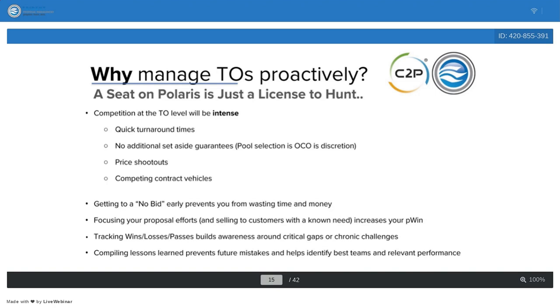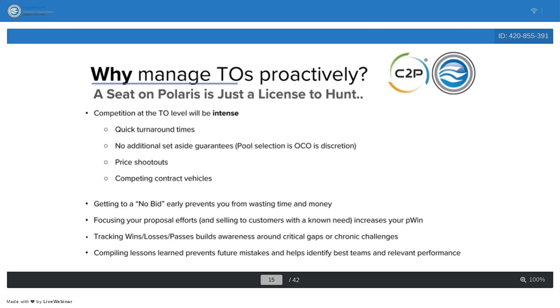Okay, so no additional set-aside guarantees or percentages. We know that there are going to be price shootouts too. Price right now is not going to be one of the main volumes of Polaris. That could change with the final RFP. But if the price shootouts aren't happening at the IDIQ level, then it's going to happen at the task order level. And we also know that there are going to be competing contract vehicles. There are some overlaps between what Polaris is designed to do and some of the other contracts in existence, for example, VETS 2. So the government is going to have multiple options for procuring services.